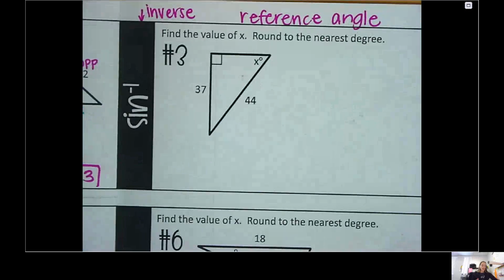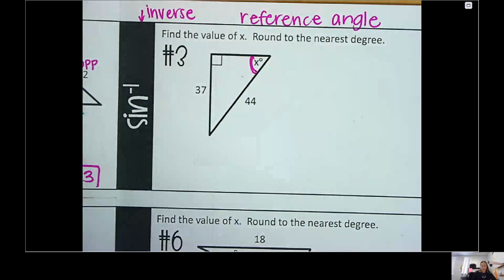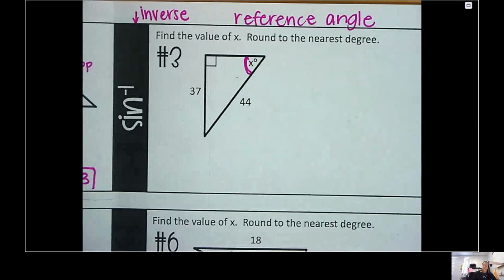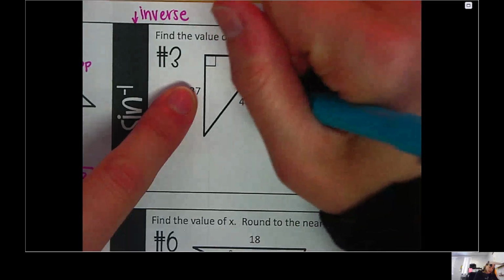So if I look at, here's my reference angle, right? So that's what I'm trying to solve for this time. I'm going to label my side lengths. I see that across from the 90, this is my hypotenuse.